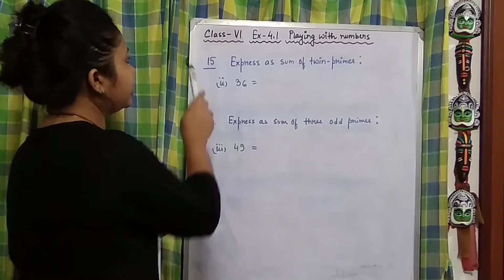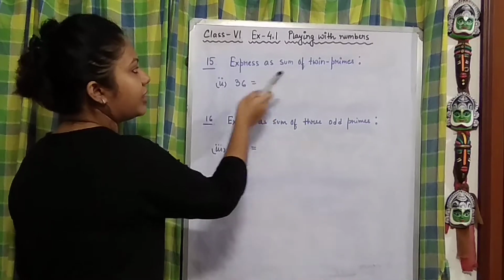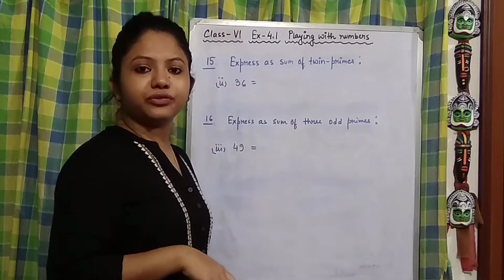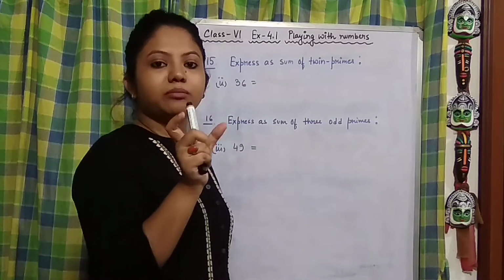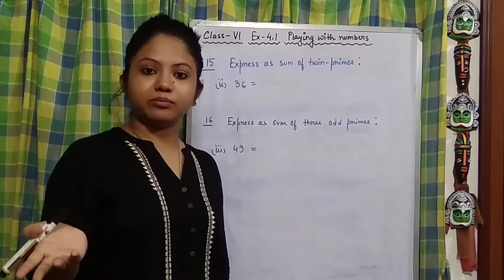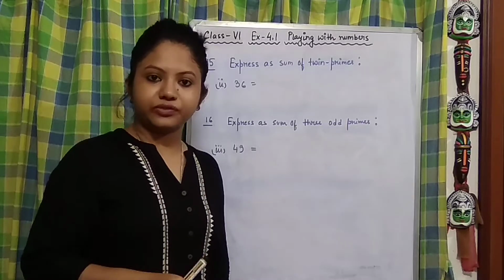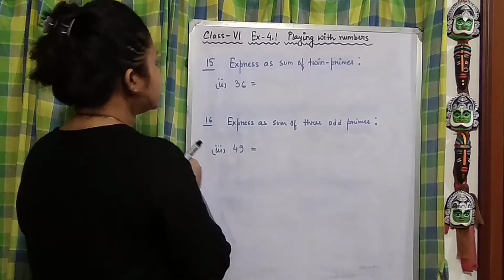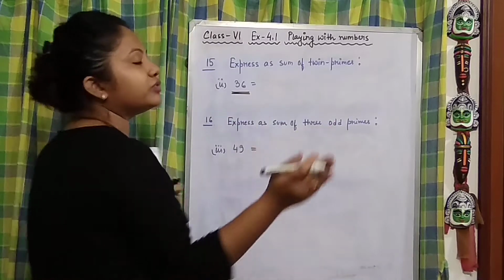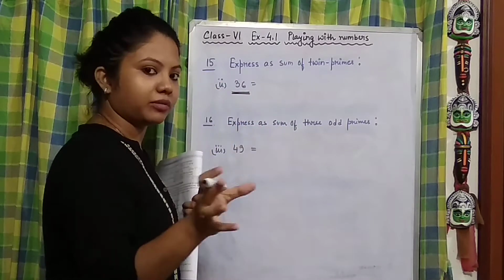Now coming to number 15, it says to express this number as the sum of twin primes. Now what are twin prime numbers? Those numbers which come one after another and are prime numbers. So two consecutive prime numbers are called twin prime numbers. So how can we express this as the sum of two prime numbers, or one twin prime pair?